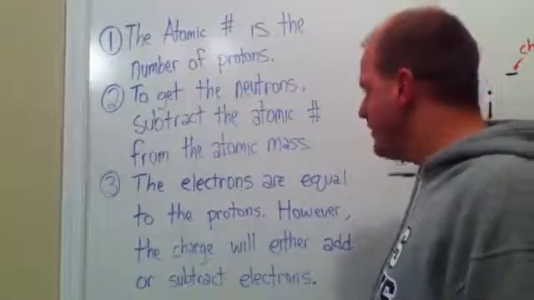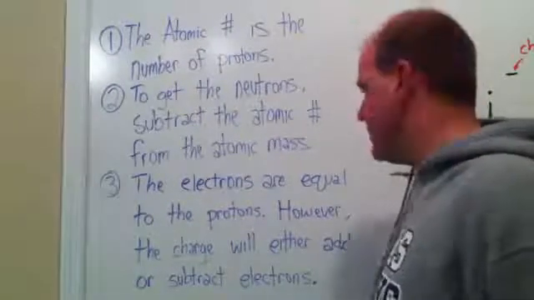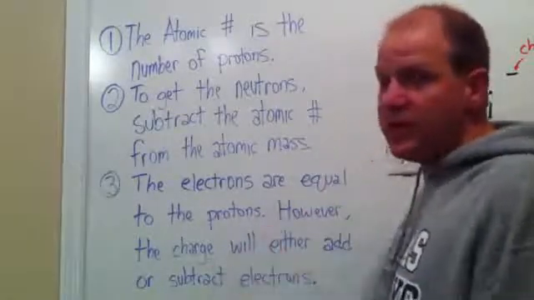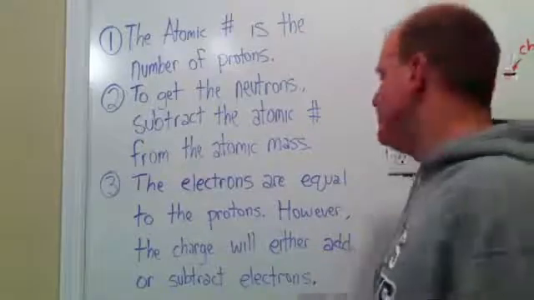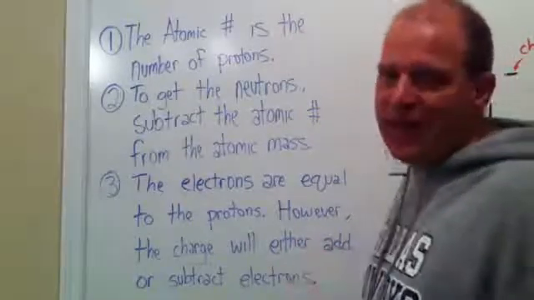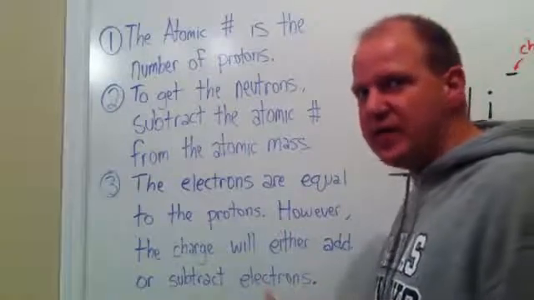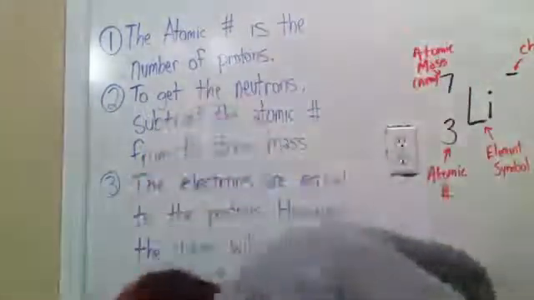Rule number 3: the electrons are equal to the protons. They're equal. If you've got 3 protons, you've got 3 electrons. However, the charge will either add or subtract electrons. So whatever that charge is, that's going to either add or subtract electrons. So let's take a look at an example over here.